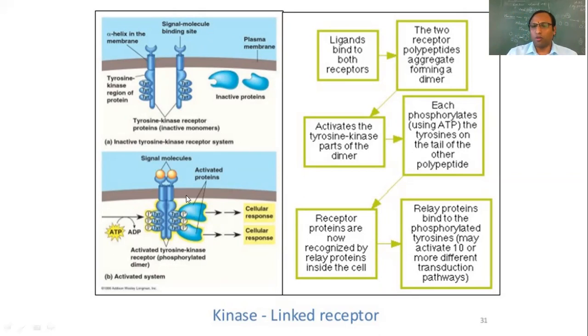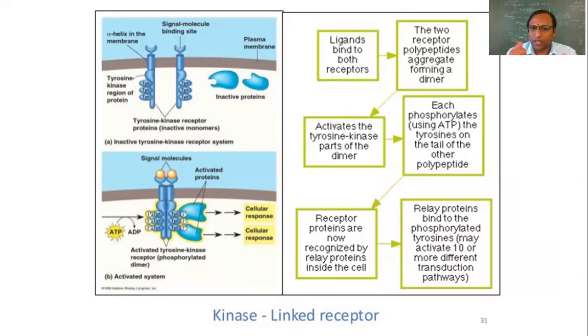Once the dimer is formed, then what happens? These two molecules, the tyrosine kinase receptors, will come closer. So there is a conformational change by which the dimer has formed. Consider this is the dimer which has been formed now. Once the dimer is formed, now what happens? This groove, what you see here, is getting activated.